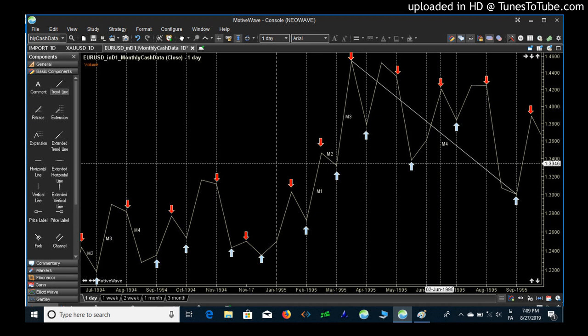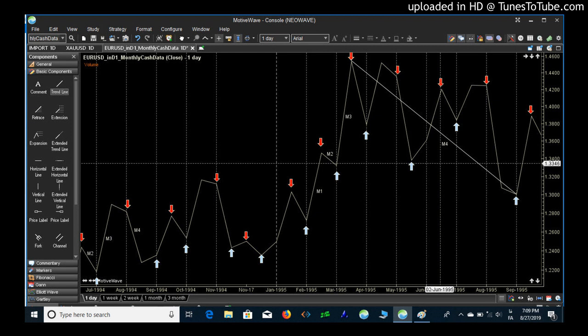We have good alternation between 2 and 4, no overlap between 2 and 4. The 3rd wave is a little bit longer than wave 1. The 5th wave is comfortably longer, making it the extended wave. The whole thing expands. There's no break of the 2-4 trend line. So we have a nearly perfectly developed 5th wave extension.